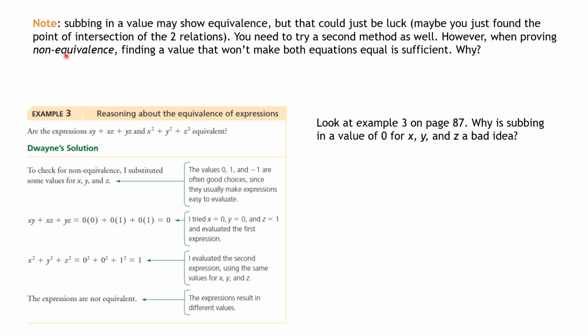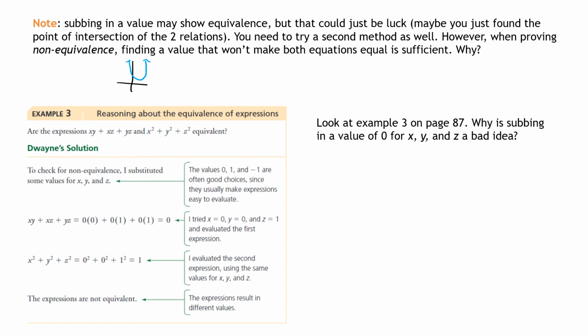However, when proving non-equivalence, if you're asked to prove that they're not equivalent, you can just sub in a value that won't make both expressions equal, and that's sufficient. Why? Because if I have, let me draw a parabola here, if I have a parabola, I'm going to do two of them, in two colors.